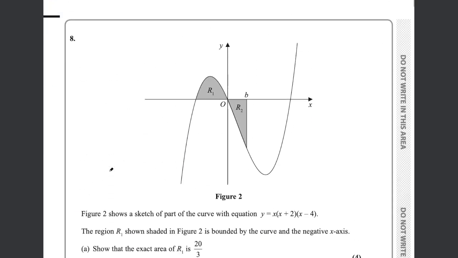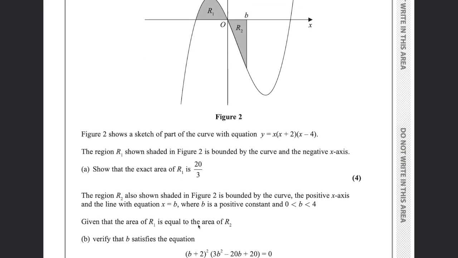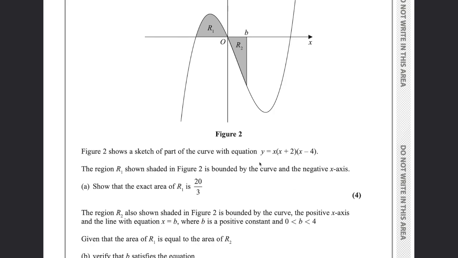Question 8 gives us a diagram. And it says figure 2 shows a sketch of part of the curve with equation y equals x times (x + 2) times (x - 4). The region R1 shown shaded in figure 2 is bounded by the curve and the negative x-axis. Part A says show that the exact area of R1 is 20 on 3. Okay, so we have an equation here, and they also give us the solutions, right?